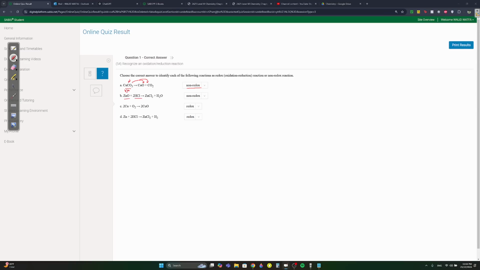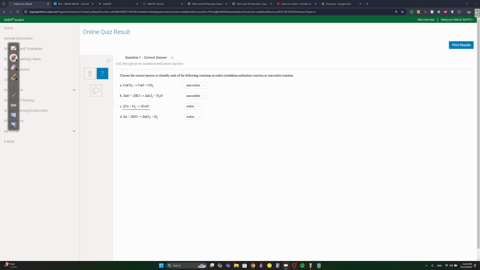ZnO and HCl. This is a base. This is an acid. You might say, oh, zinc oxide reduced, it lost its oxygen, but HCl gained its oxygen. No, that's not how it works. This is non-redox because we always said any acid-base reaction is never redox. Okay.